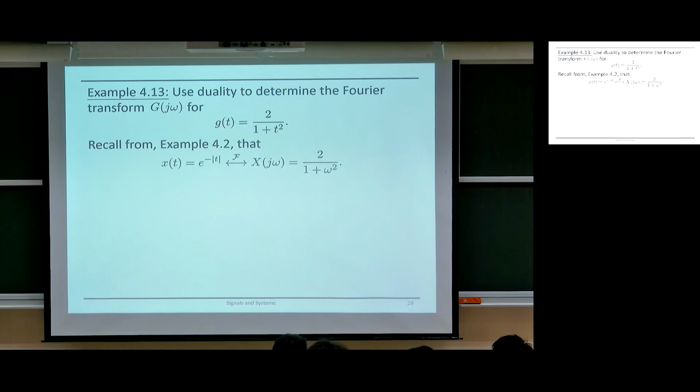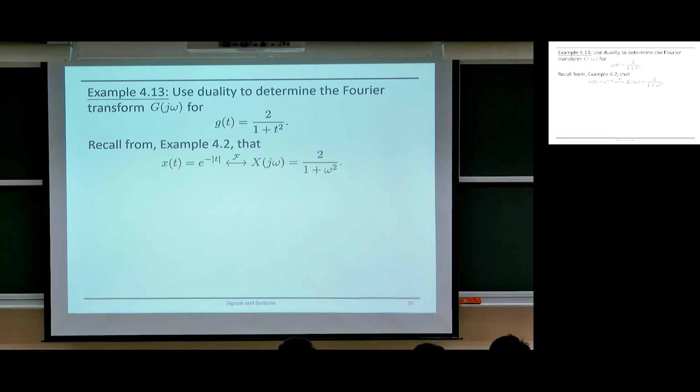Okay? Now, doing this directly may not be as straightforward. But we know from example 4.2 that a double-sided exponential has a Fourier transform that takes on this form, right? 2 over 1 plus omega squared. So by duality, you can actually show that the spectrum of this signal will also take on this doubly decaying exponential form. Okay? And you can do that by a simple change of variable.